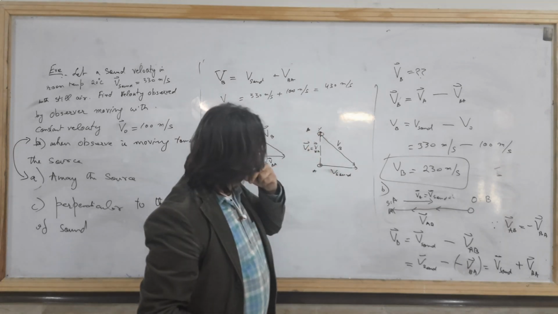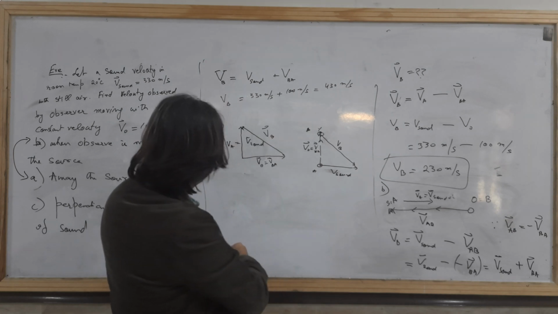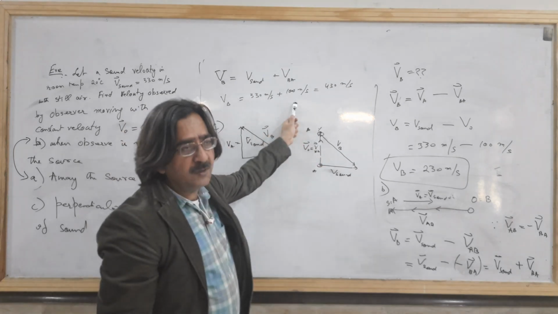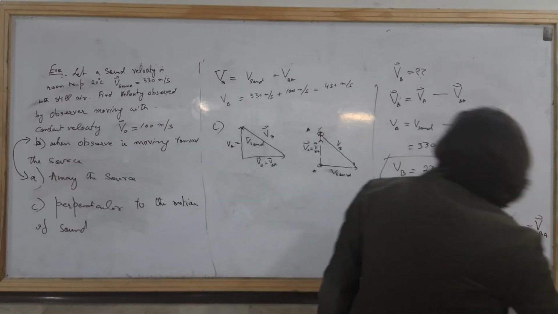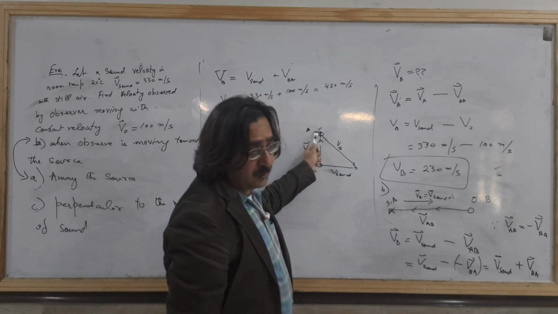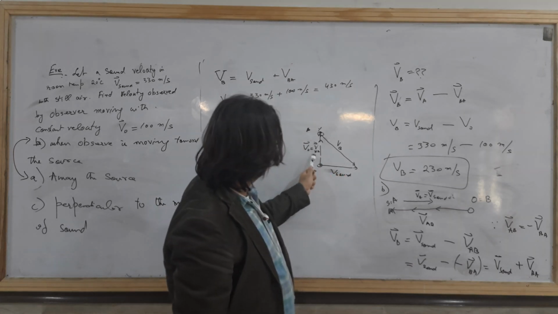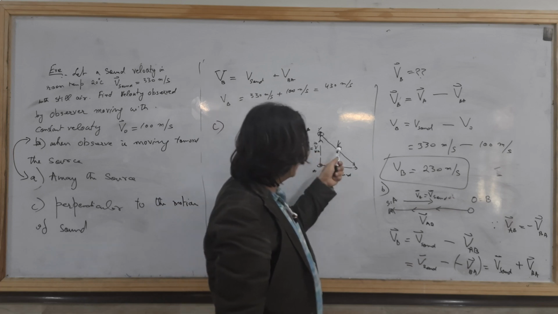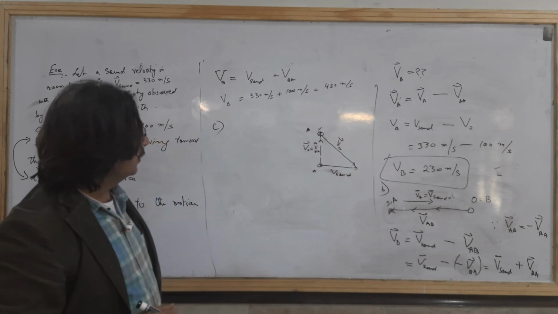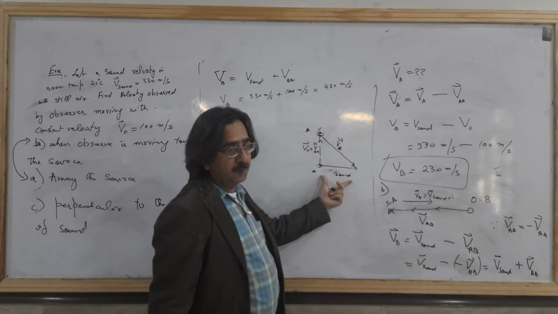I think this is better, because the observer is moving upward and this is the sound. So what will be the result? The observer is moving upward making a 90 degree angle, and the sound is traveling this way. This is VBA, a velocity with respect to this is VB. We have to find VB. So what will be VB? VB will be upward, and perpendicular to sound.